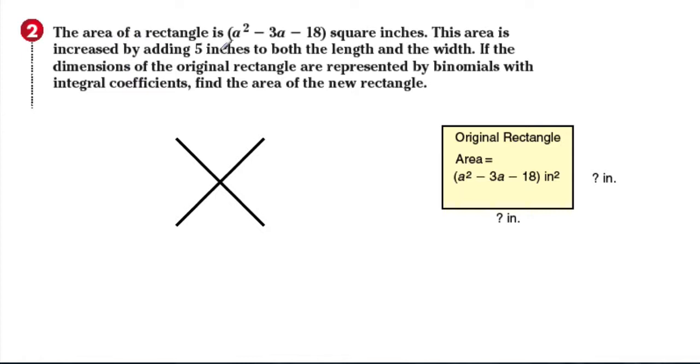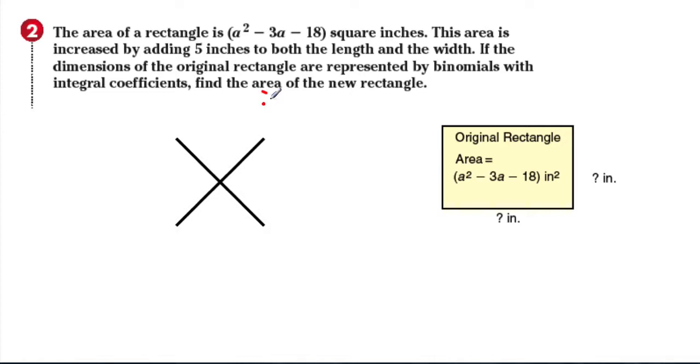The area of a rectangle is a squared minus 3a minus 18 square inches. This area is increased by adding 5 inches to both the length and the width. If the dimensions of the original rectangle are represented by binomials with integral coefficients, so when you say integral coefficients, the coefficients are integers, or the numbers before the variables are all integers. Okay, so find the area of the new rectangle. So determine the area of the new rectangle.